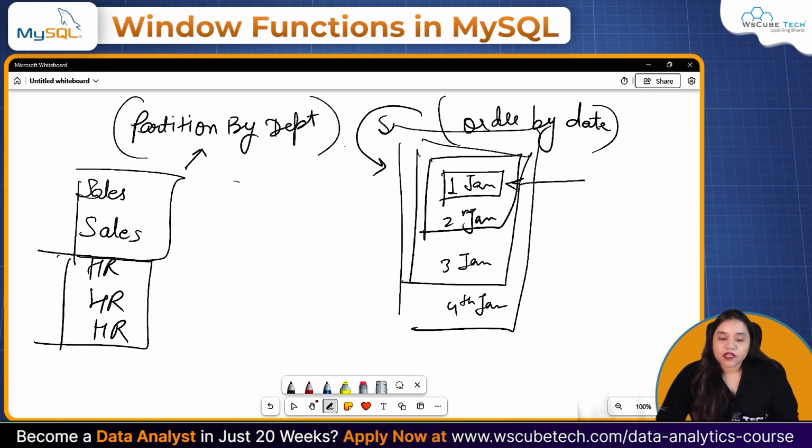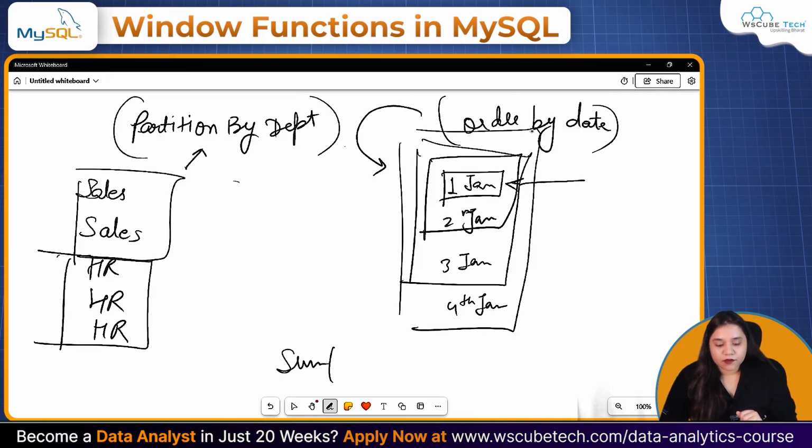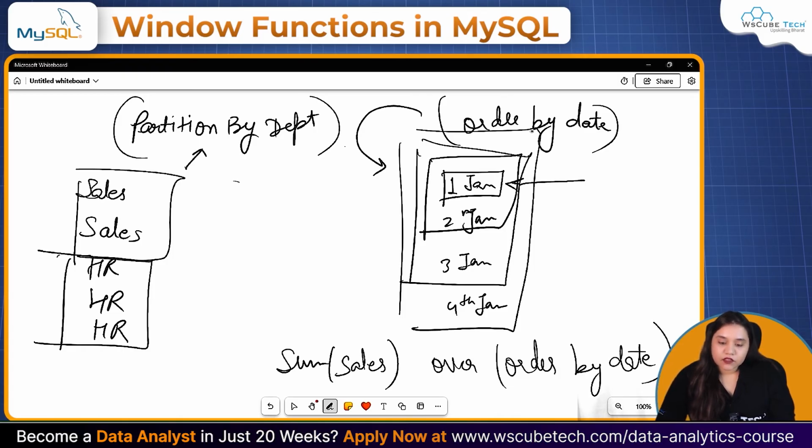When we say that we want to find the sum of sales over order by, what do we want to find? If I erase this basically, what we have written over here is we want the sum of sales, but it should be over order by date, order date basically. So our first one would be the sales of January.